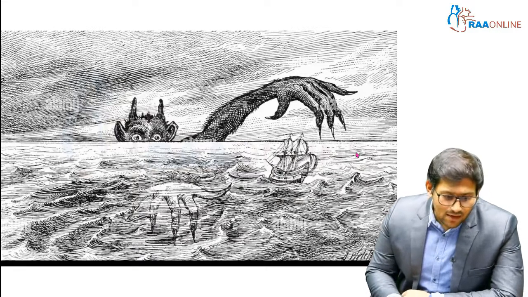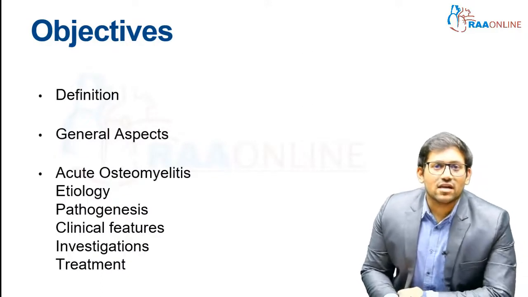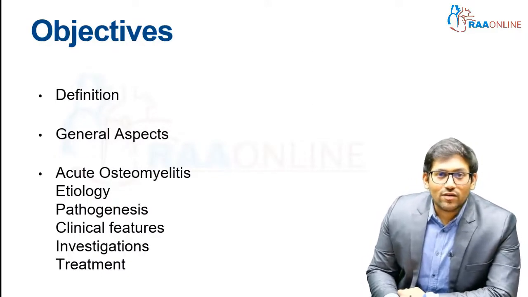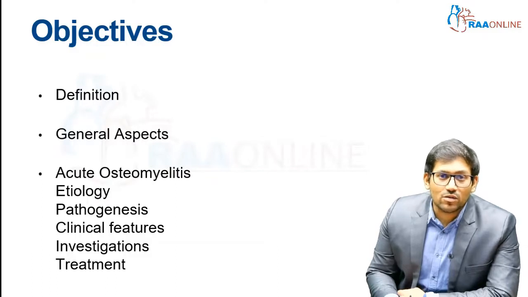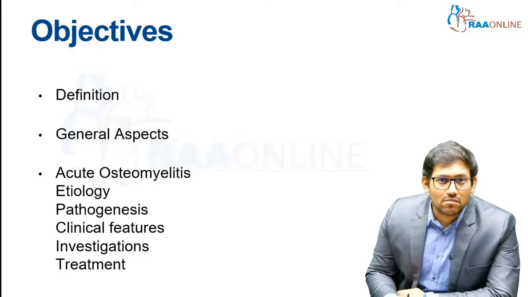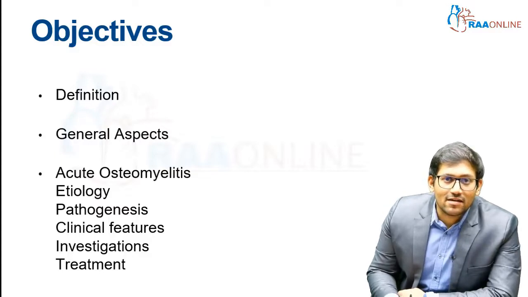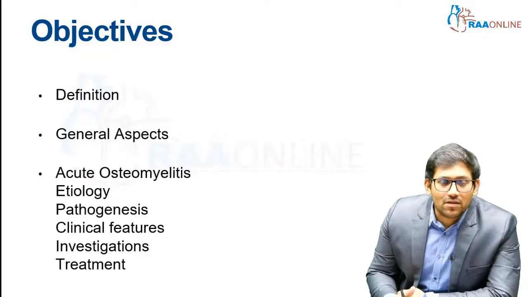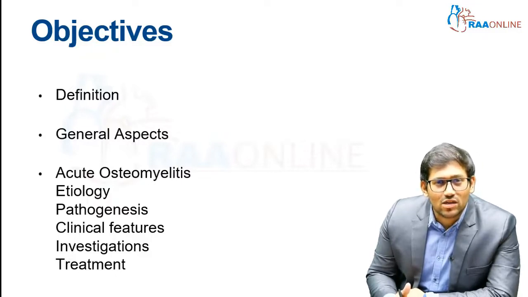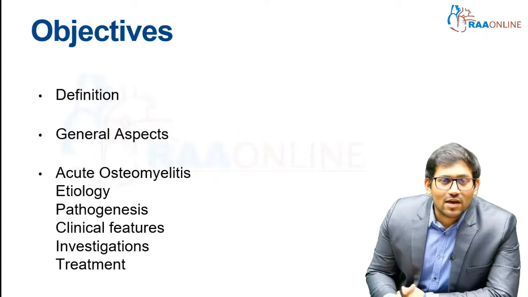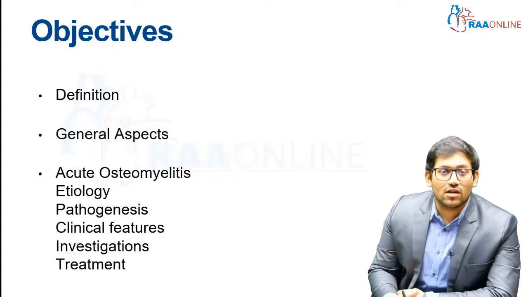So let's go into the objectives of today's class. First we are going to speak about definitions, not just of osteomyelitis, but also a lot of other words which are usually asked in your daily curriculum. Next, the general aspects of how an infection unfolds. Next, the topic in detail on acute osteomyelitis: the etiology, the pathogenesis, how patients present to us, what investigations we'd like to ask, and what treatment protocol we usually follow.